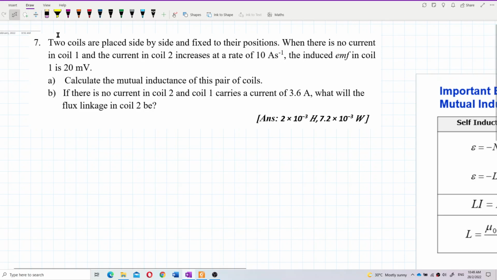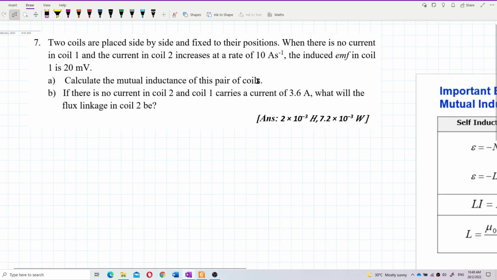Okay, two coils are placed side by side and fixed to their positions. There is no current in coil 1, and the current in coil 2 increases at the rate of 10 ampere per second. The induced EMF in coil 1 is 20 millivolt. Find the mutual inductance of this pair of coils.